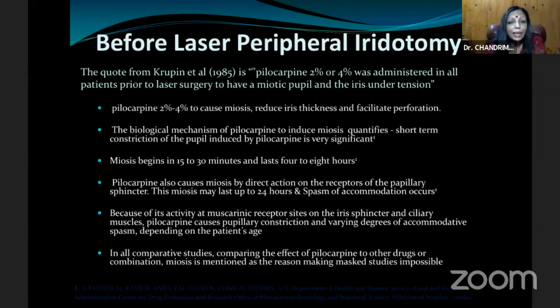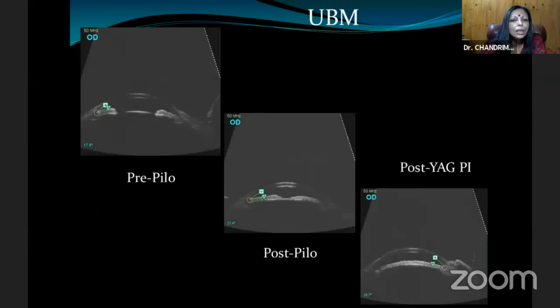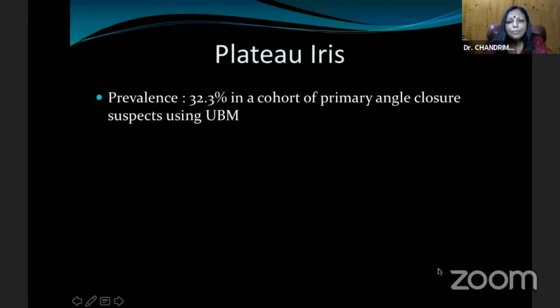That's when I discovered that I had volunteered to speak on this topic to Dr. Shuchandra, but when I did a literature search, I found how difficult it was to find anything, because doing a study with pilocarpine is almost next to impossible because the patient suffers from miosis. This is a UBM picture. This is a pre-pilo picture of angle closure, and that's the post-pilo picture once pilocarpine is instilled, and this is post-laser PI.